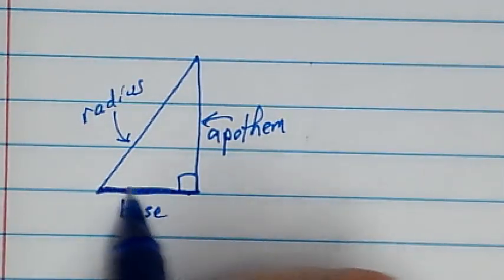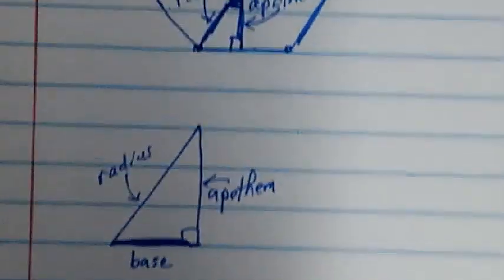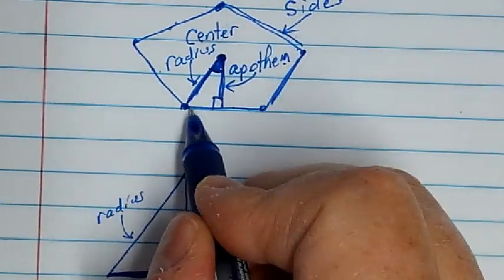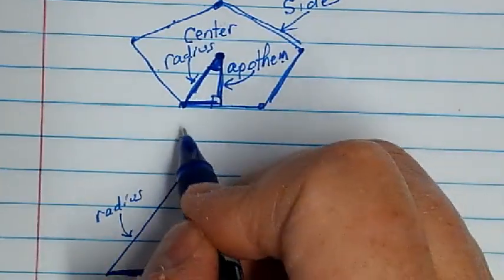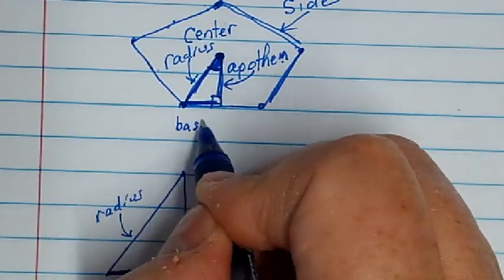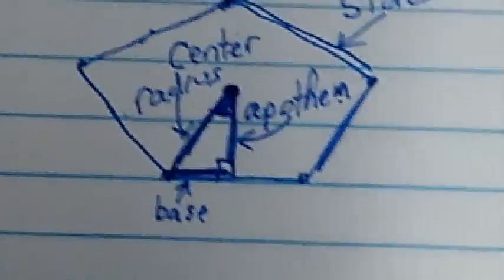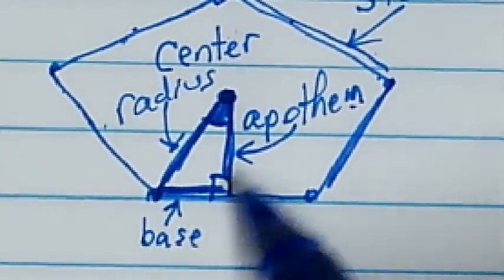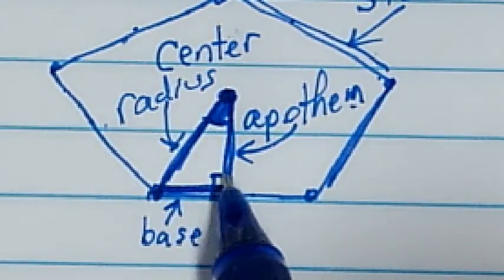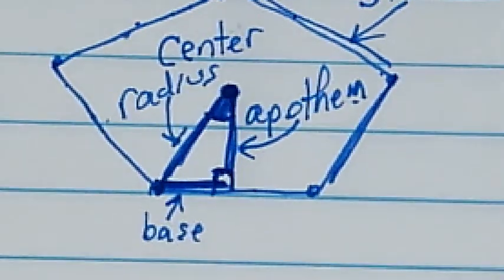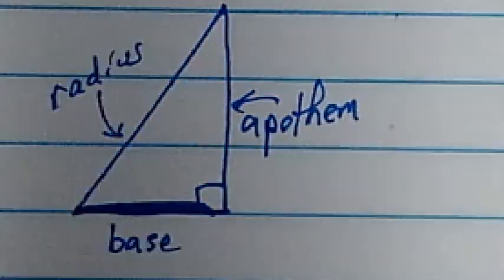This side right here, the base, where does that fit on the polygon itself? Well, this half right here is the base of the right triangle. Let me zoom in on it more so you can see it better. So when I make that triangle, this is the apothem, this is a radius, and I'm going to call this the base of that right triangle, just so I can give it a name. And here it is a little bit neater than my right triangle.